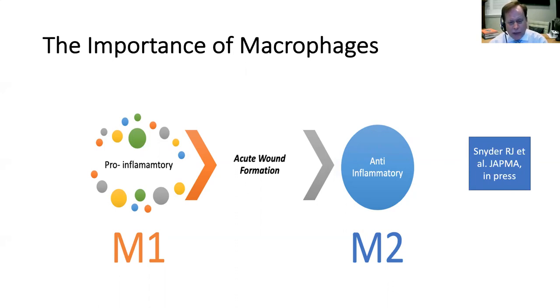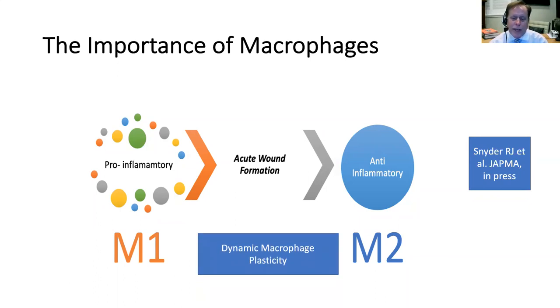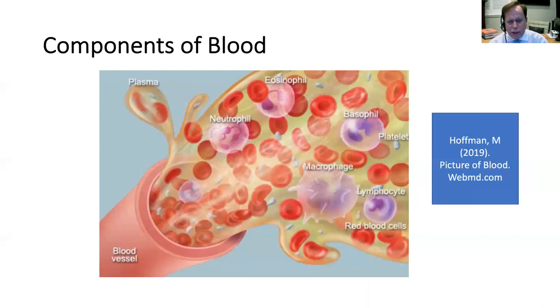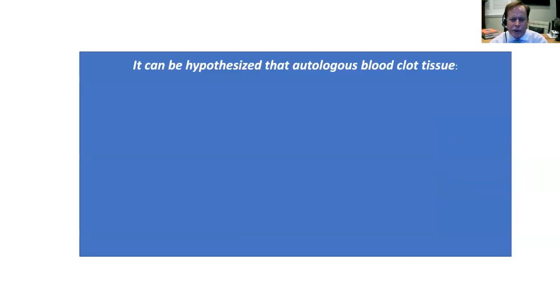But macrophages actually can be broken up into two types. M1, which is pro-inflammatory, which we see in the inflammatory phase of wound healing. And as wound healing progresses, we move to M2, which is anti-inflammatory. And this is basically referred to as dynamic macrophage plasticity. It will play a very, very important role when utilizing the topically applied blood clot tissue. So again, this is just a picture of the components of blood, of course, very complex in nature.